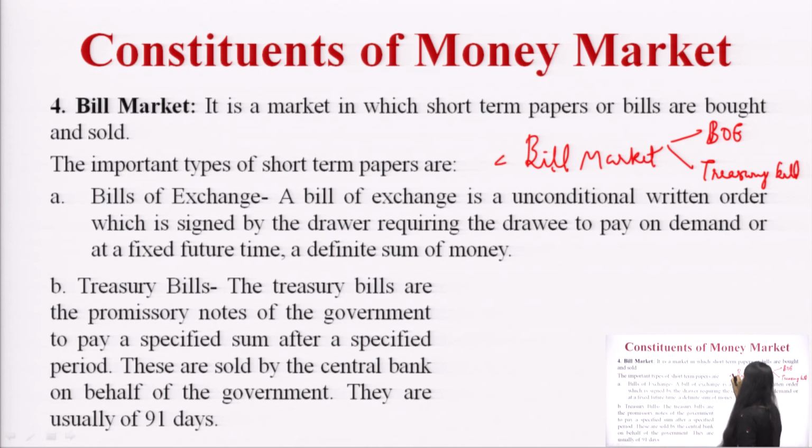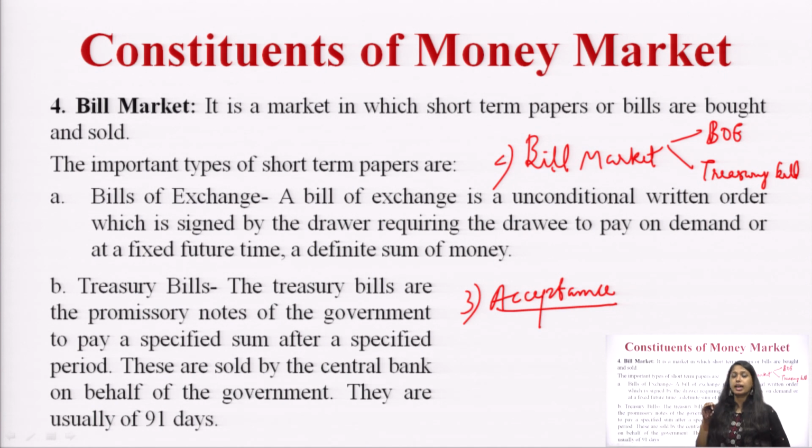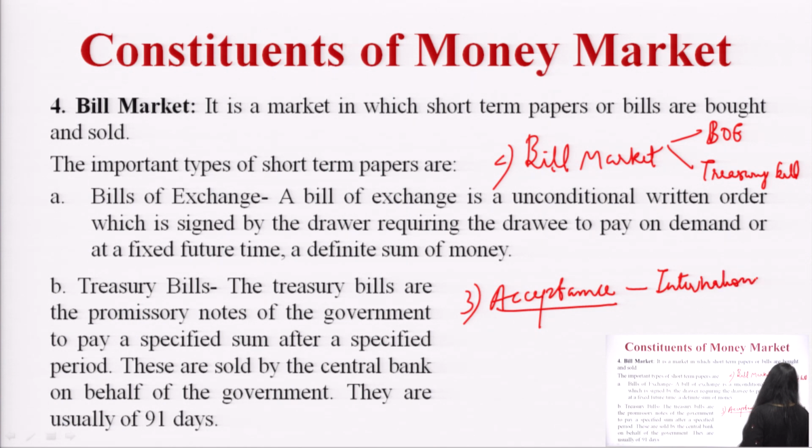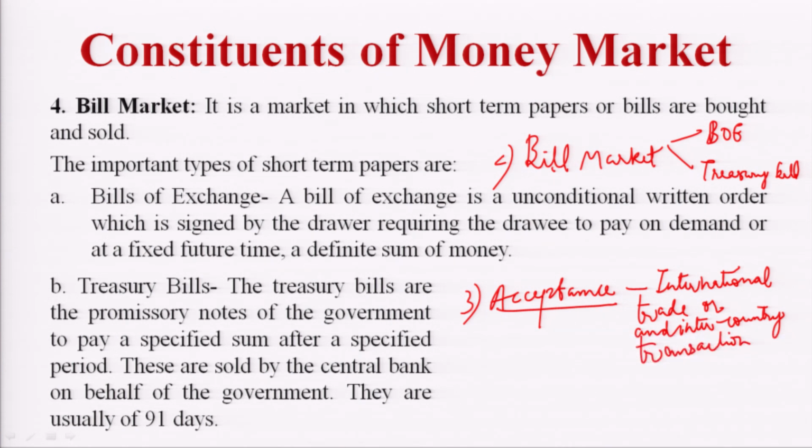The third market that we have studied is the acceptance market. What is the role of the acceptance market? The acceptance market is where the bank gives the guarantee that it will make the payment, and it is generally used for international trade or any inter-country transactions. And the fourth market that we have studied is the collateral market.